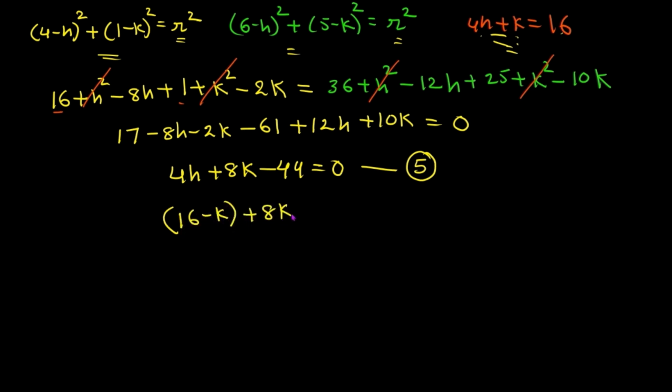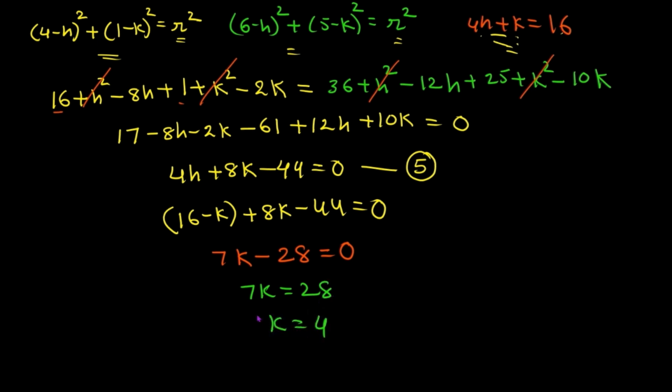Plus 8k, and I am sending this minus 44 equal to 0, right? So 8k minus k is 7k, minus 44 minus 16, 28 equal to 0. 7k equal to 28, k is equal to 4, right? Now we got one number, right? Let's substitute this k into this base equation, like 4h plus k equal to 16.